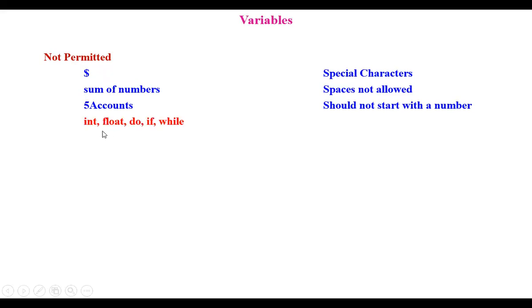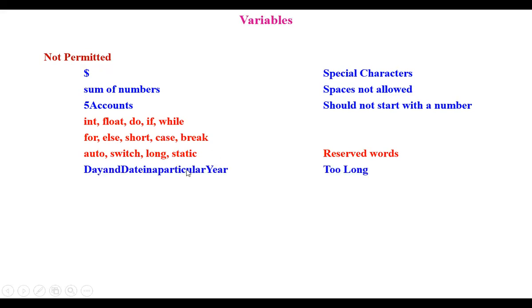Next. There are certain words which are used by the system. In writing your program in the system, we are using this int for integer, float for decimal values, and do, if, while. All these are being used for a specific purpose. That's why we are not allowed to use them in naming the variables. There are some more reserved words also. These are all called reserved words, and we should not use them for declaration of any variable or constant.